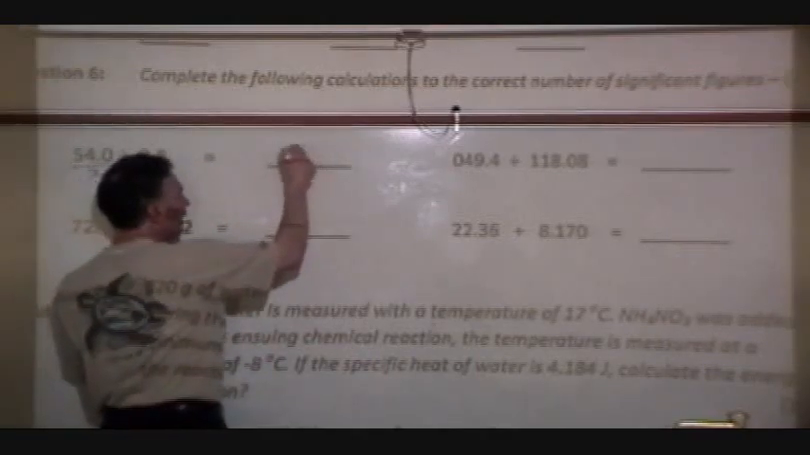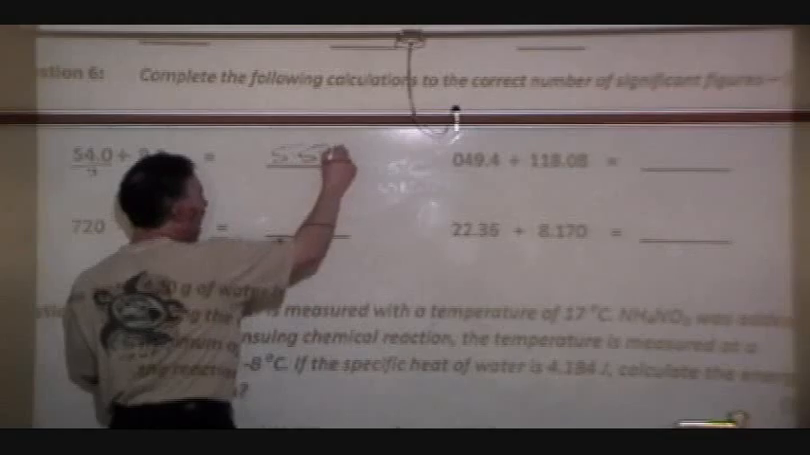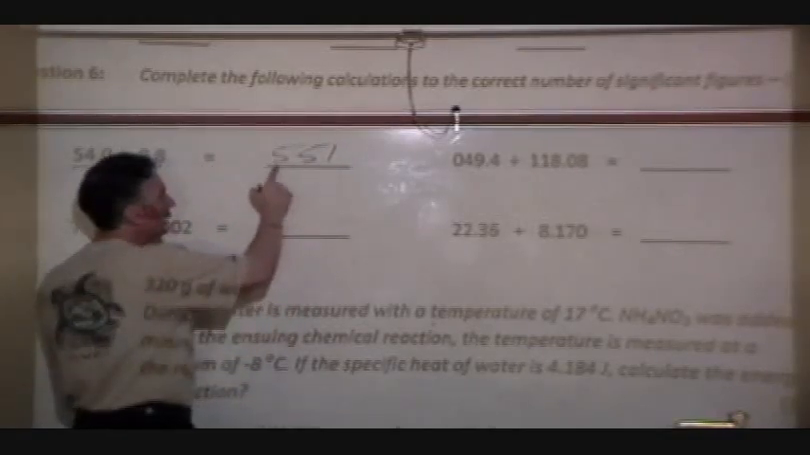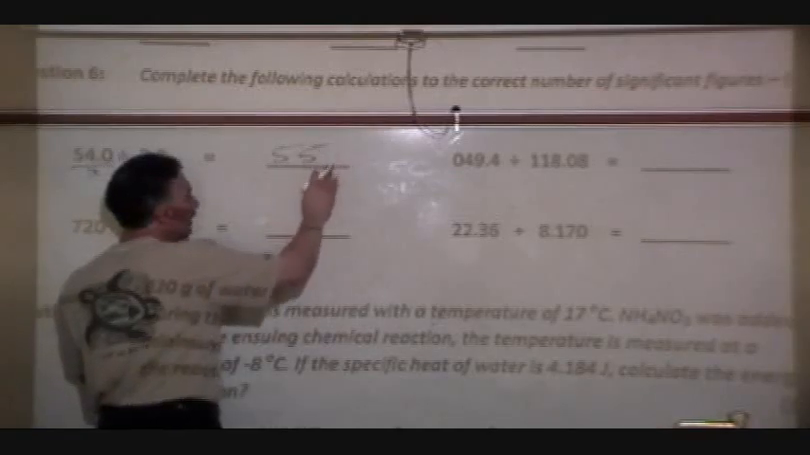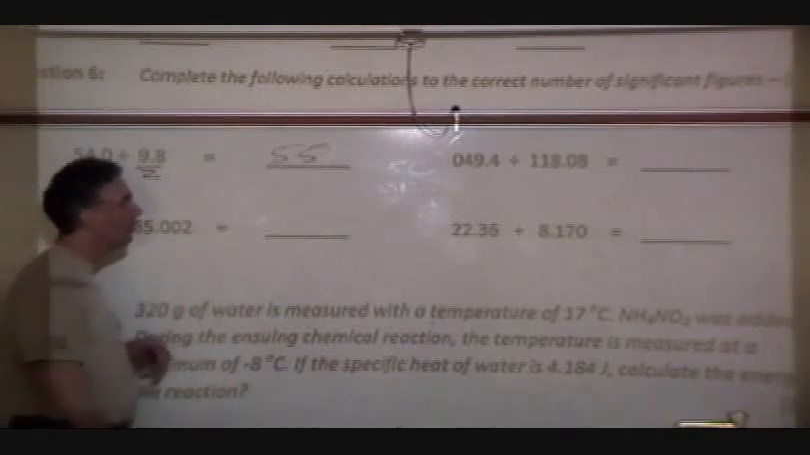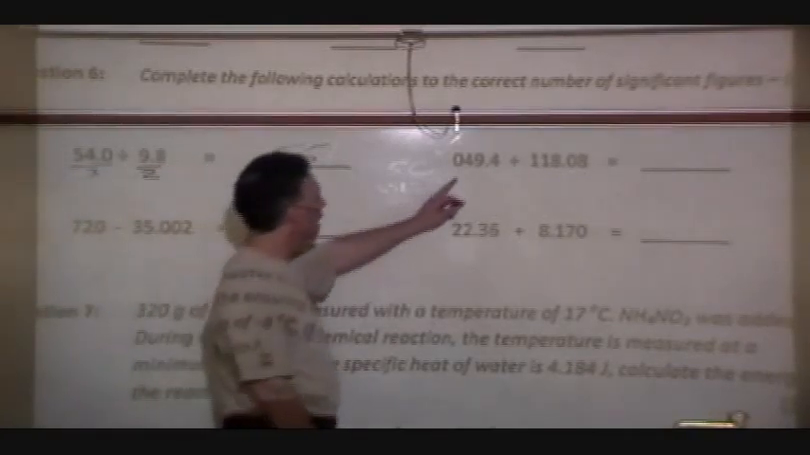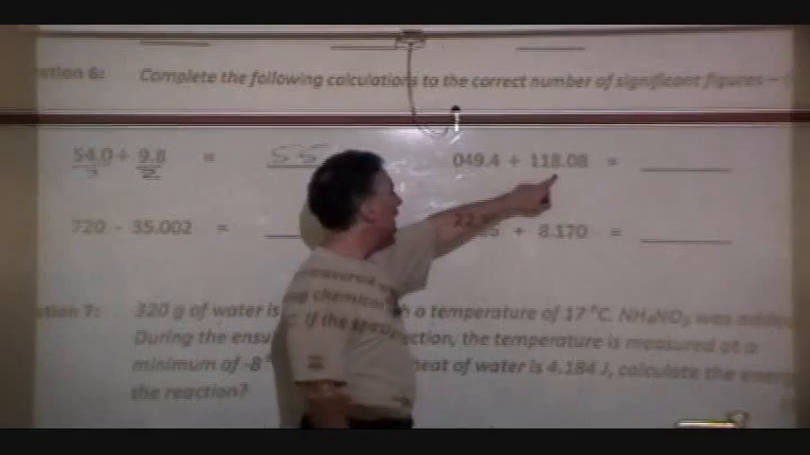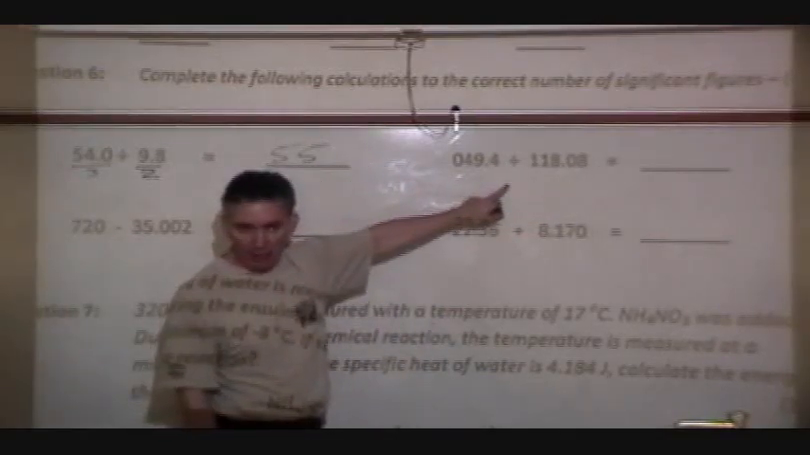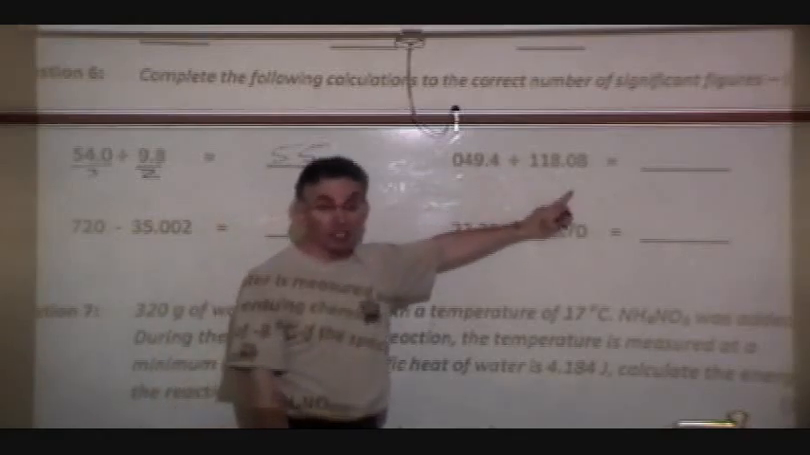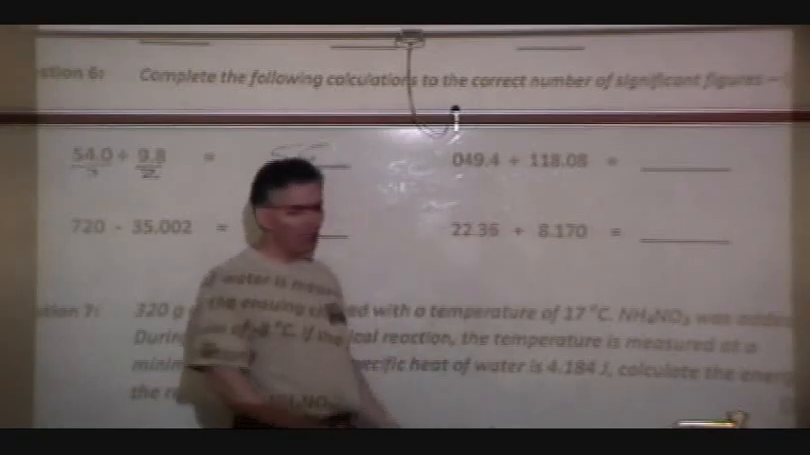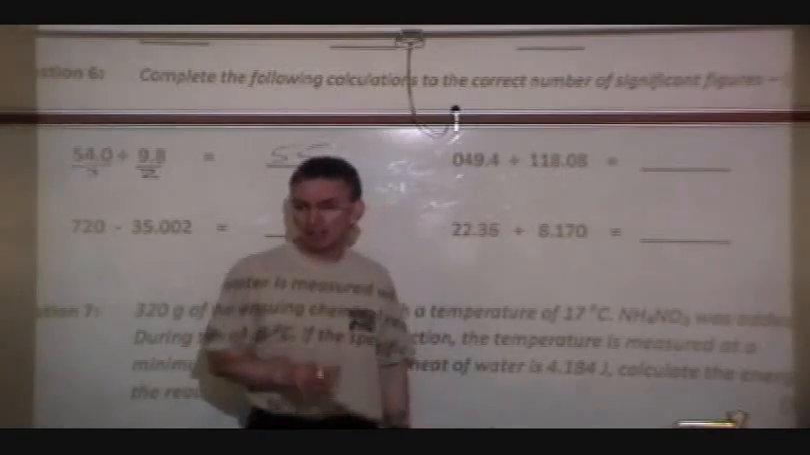So what was the raw answer for this? 5.51 maybe? Is that the raw answer? Taking it to the 2 significant figures, it just meant we dropped the 1, and it came to 5.5. Next one, the 48.4 divided by 118.08. Be careful when you're putting these numbers into the calculator. Look at those numbers. What will roughly be the answer? 49 divided by 118, that's going to be about 0.4 or 0.5-ish.